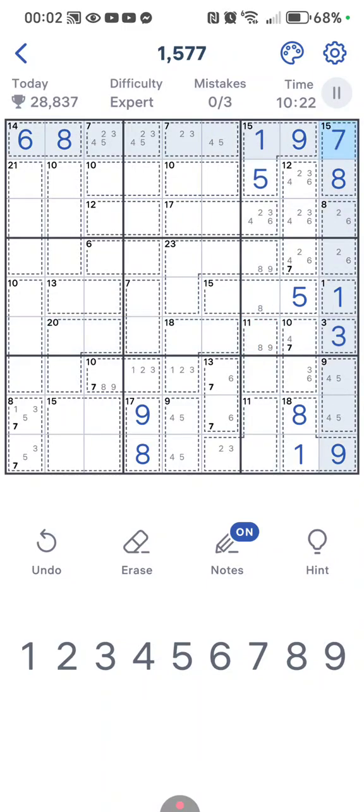7. Okay, 7 has to go here. Okay, 6. 6 can go anywhere conceivably. Okay, if that's 5, that'd be 6, that'd be 4. Then 4 could go anywhere.